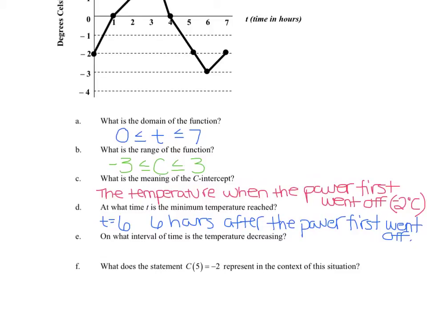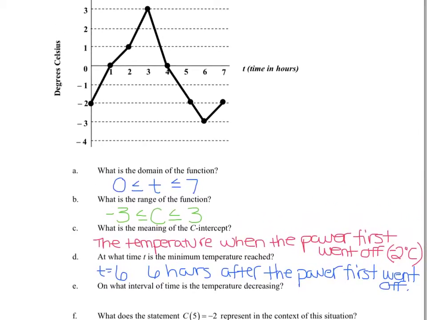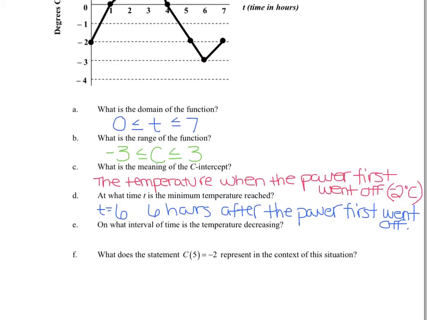The next question, on what interval of time is the temperature decreasing? So again, as we read left to right, this is increasing, increasing, increasing because it went up. Here it's decreasing, but then it increases again. So from t equals 3 to t equals 6, the temperature is decreasing again. So again, my smallest value is 3, my largest value is 6, and every time in between that is the interval of time at which the temperature is decreasing.